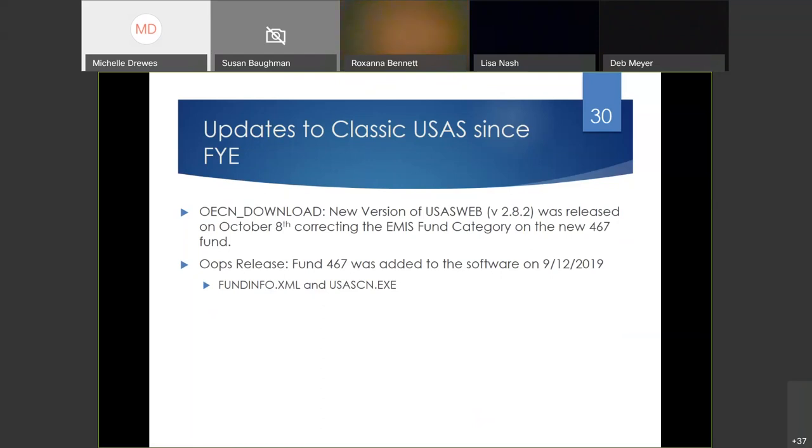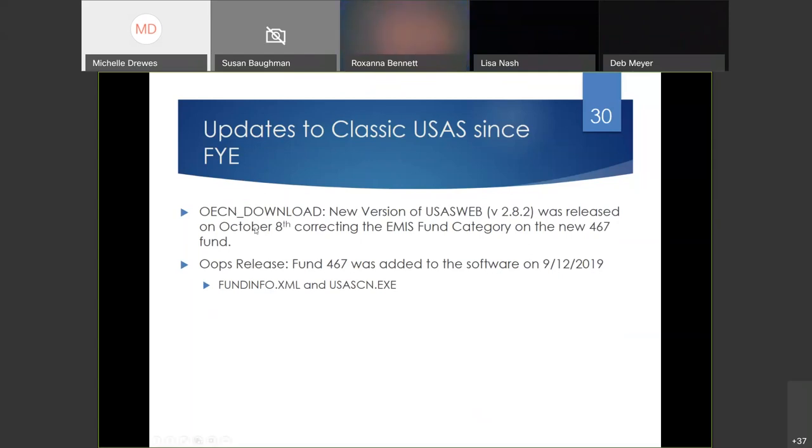Just a couple of other things that have happened since fiscal year end to Classic, not much since all of our efforts are on the redesign, but we did have a couple updates. On September 12th, an OOPS release was done to include Fund 467. So that was added to the software, and it shows here the files that were updated. I'm assuming you've all installed that OOPS release.